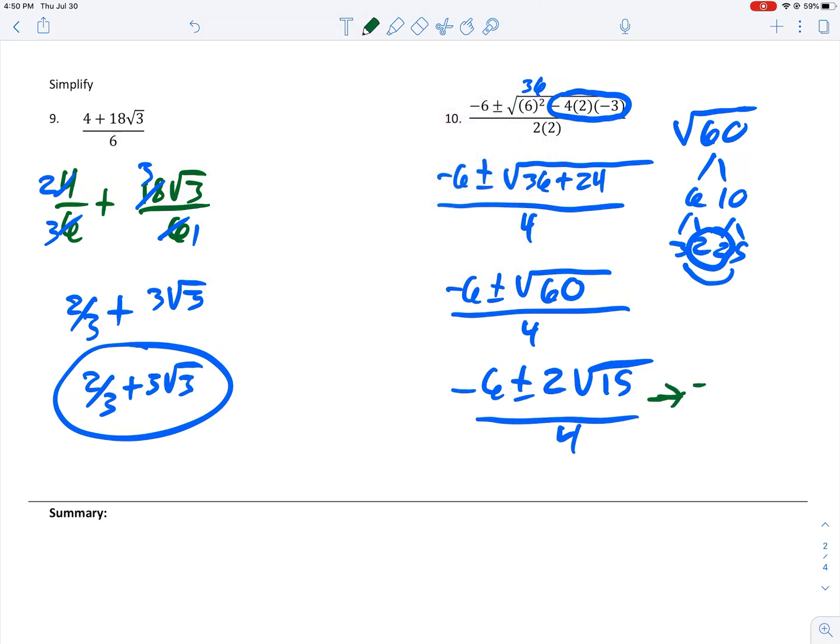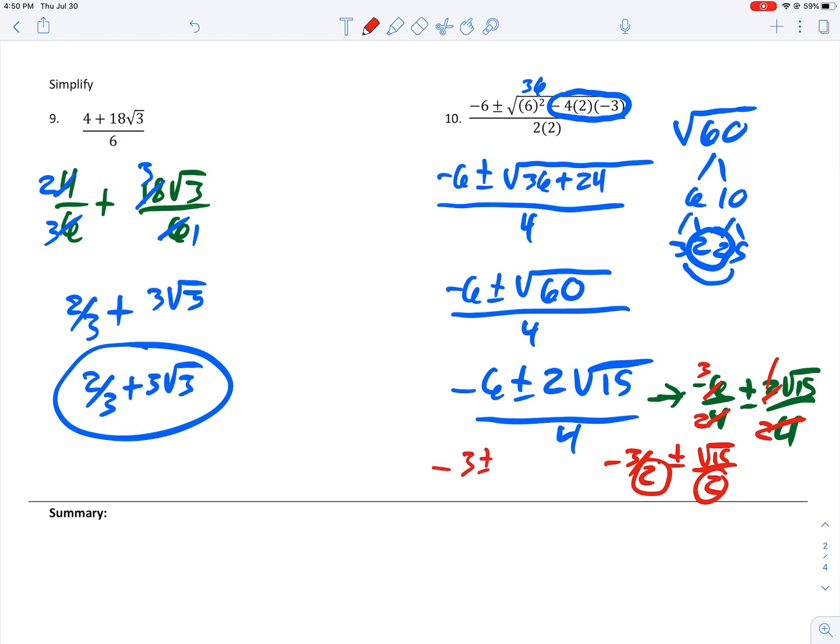So again, if you split up the fraction, -6 over 4 plus or minus 2 root 15 over 4. Right? Simplify. 2 goes in here 2, into here 3. So -3 halves. 2 goes into there once, into there twice. Plus or minus root 15 over 2. Now, since these are the same denominator, you could technically write this like this. Either one of those would be acceptable.